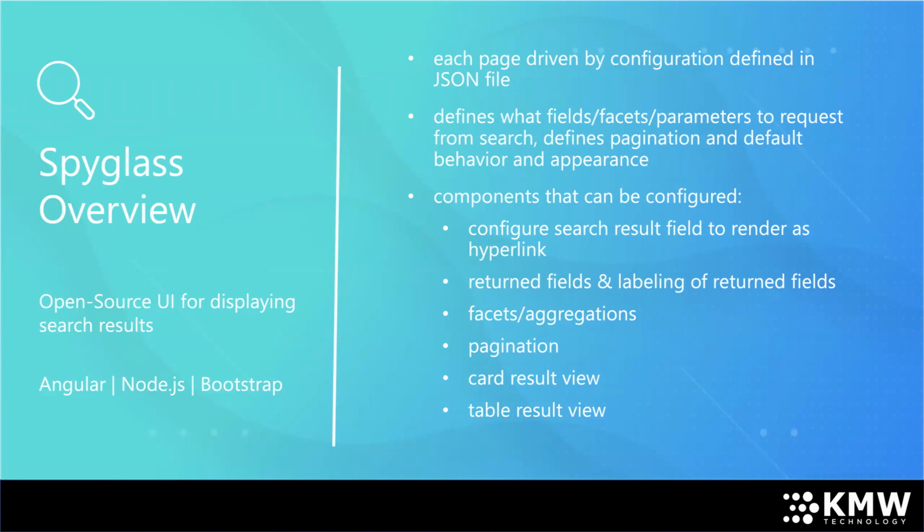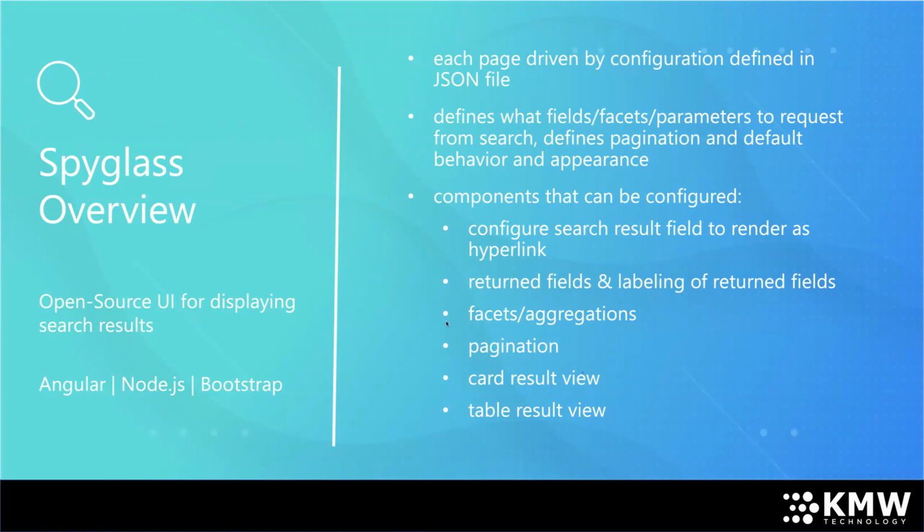We can return search results as hyperlinks. You can define your facets, your aggregation. You can label your fields. Control what fields are coming back. You can control your results and your view of those results. The idea here is just to offer a lot of flexibility in what is shown in the UI.